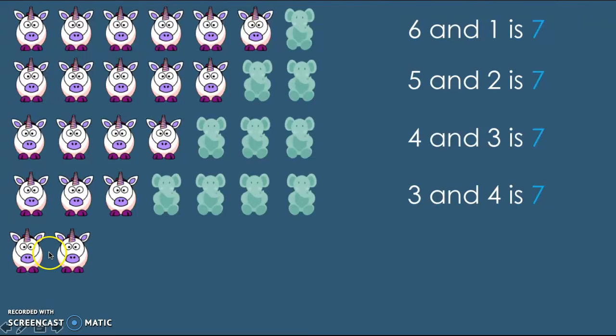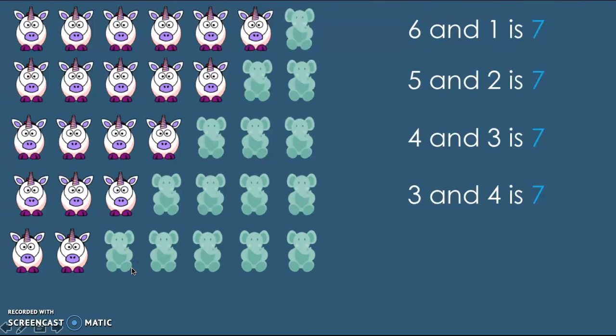What if this time I only have 2 unicorns? How many elephants do you think I'll need this time? Well, let's see. I saw 3 and 4, or 4 and 3 is 7. I saw 3 and 4 is 7. So I wonder if 2 and, yeah, maybe 5. 2, 3, 4, 5, 6, 7. How many green elephants did I have that time? Yeah, 5. Can you tell me a sentence? 2 and 5? Good. 2 and 5 is 7.